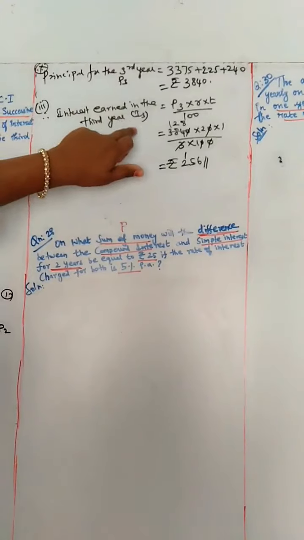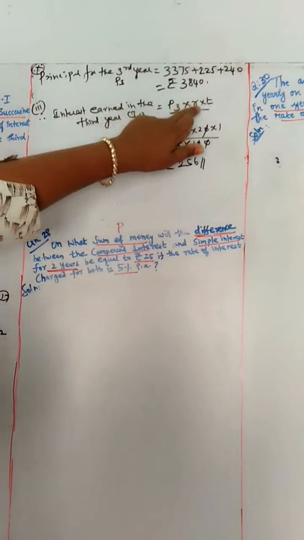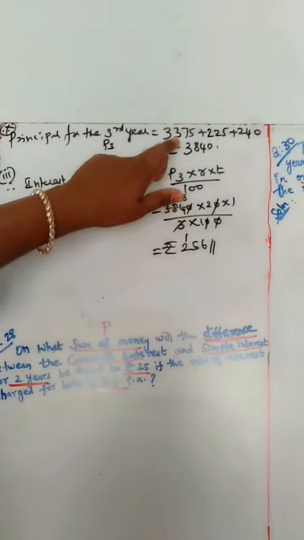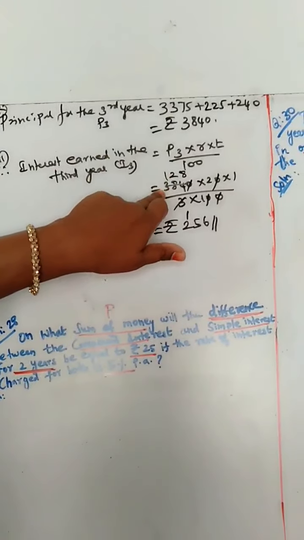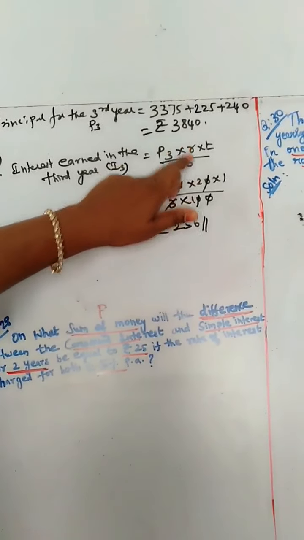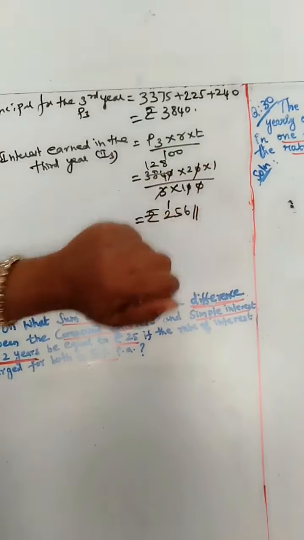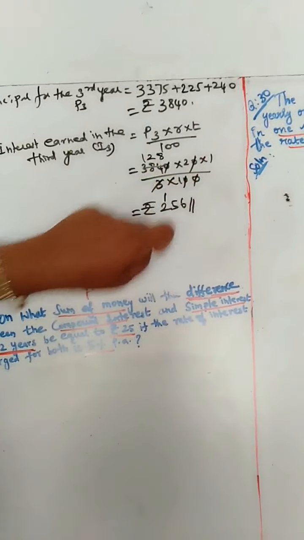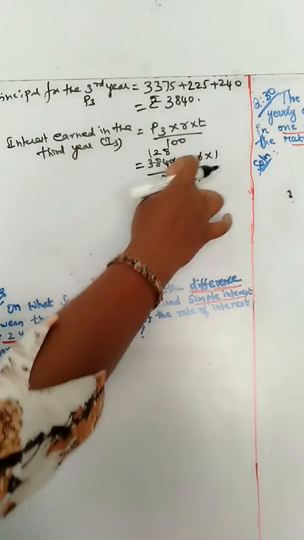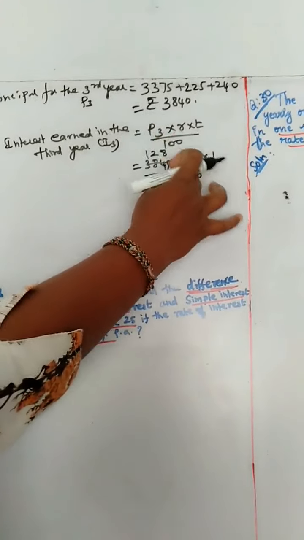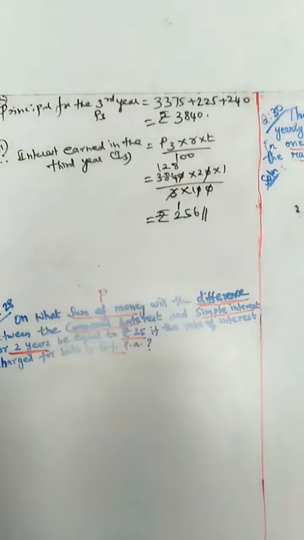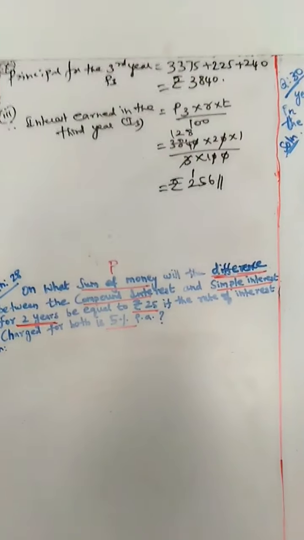The interest for the third year, I3, is equal to P3 into R into T by 100. P3, which we have found, is 3,840, R is 20 by 3, and T is 1. After doing the cancellations, the zeros cancel, and by the 3 table this is 128. 128 into 2 becomes rupees 256, which is the interest for the third year.